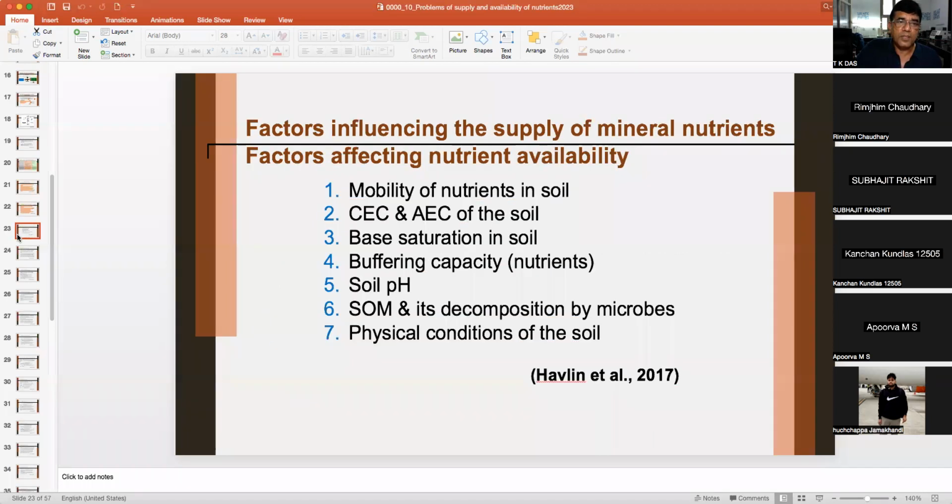Now, the topic is factors influencing the supply of mineral nutrients, or factors affecting nutrient availability. It means you understand what factors will affect the supply of nutrients to the soil solution, or the supply of nutrients to the plants. The answer is the same. There are so many factors, but I found these 7 factors to be the important ones. Some people divide these into internal and external factors, and so on, so that way also you can study. But I simply listed these 7 factors which influence the supply of mineral nutrients to the plant, or to the soil solution.